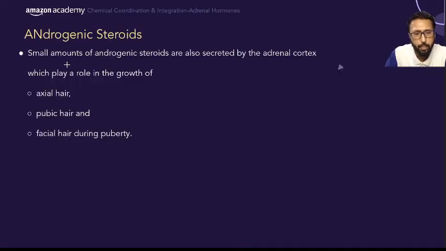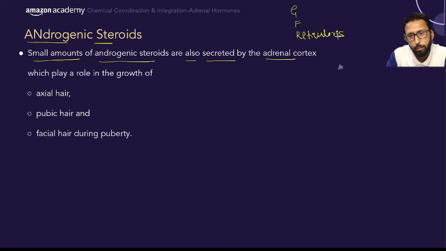Now last is our androgenic steroids. A small amount of androgenic steroids is also secreted by the adrenal cortex. Remember, the innermost zone is zona reticularis, the outermost is zona glomerulosa, then fasciculata and reticularis. So this reticularis is going to secrete these androgenic steroids. Andro means male. They play an important role in the growth of axillary hair: your armpit hair, your pubic hair and the facial hair during puberty. So they mainly act on the hairs.